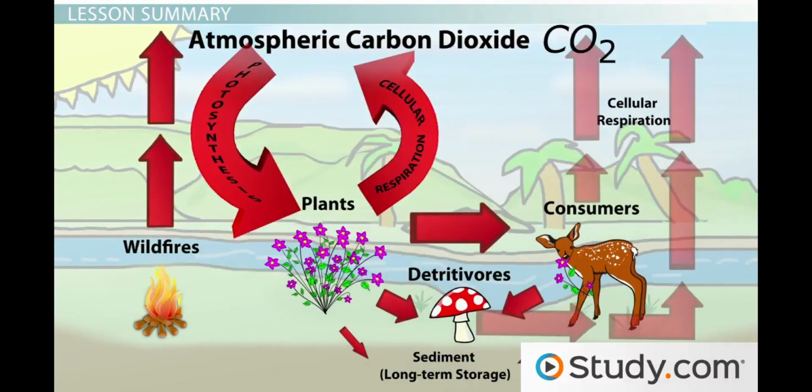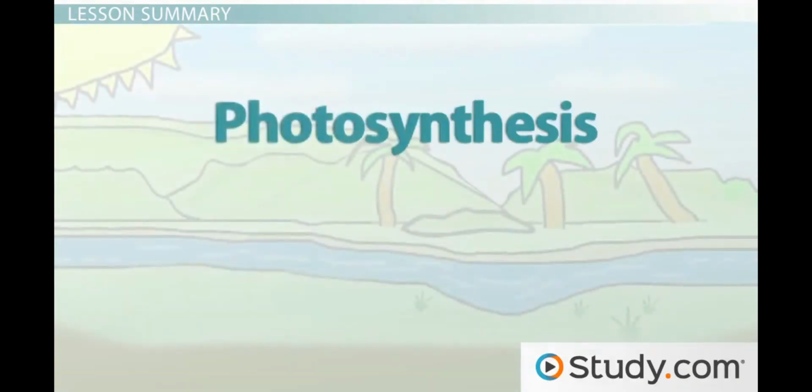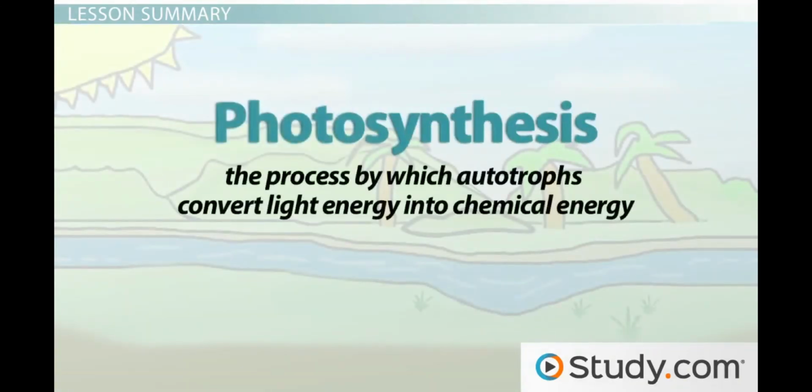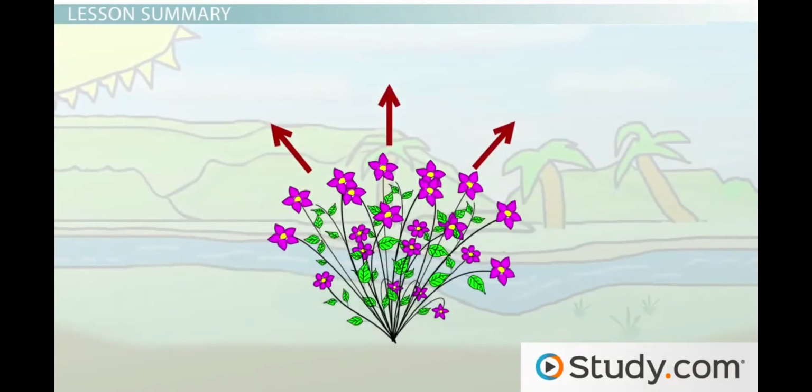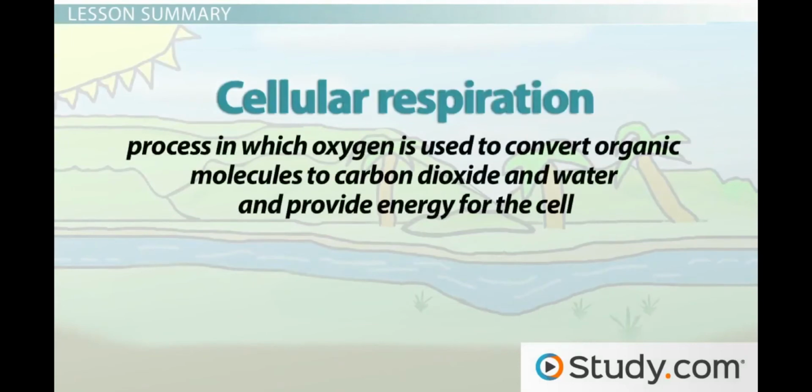In summary, carbon is used by living organisms not only as a structural component, but also as the primary means of energy storage, transfer, and usage. Plants use carbon dioxide, which has very little potential energy, and convert it to high energy containing carbohydrates during the process of photosynthesis, which is the process by which autotrophs convert light energy into chemical energy. To release that energy, plants and animals use a process called cellular respiration, which is the process in which oxygen is used to convert organic molecules to carbon dioxide and water and provide energy for the cell.